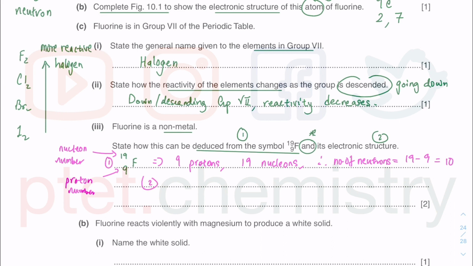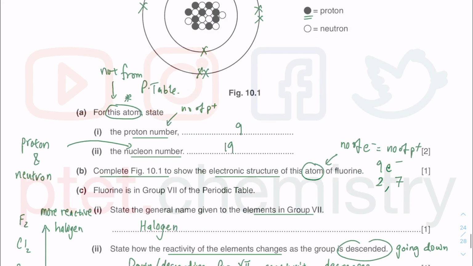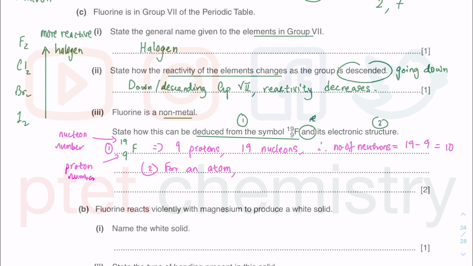And my number 2 point was about the electronic structure for an atom. So it's kind of repeated from the earlier part of this question, but again, it's very good to see how the same type of question could be asked in a different way. For an atom with no charge, they call it electrically neutral. Therefore, number of electrons equals number of protons. So therefore, 9 electrons. But they're asking specifically on electronic structure, how you arrange the electrons: 2 in the first shell, 7 in the second shell. So that is the electronic structure. I go straight to the point, answer the question.